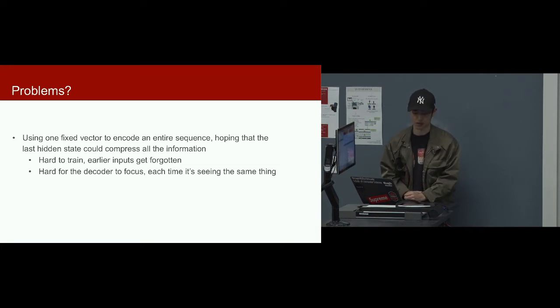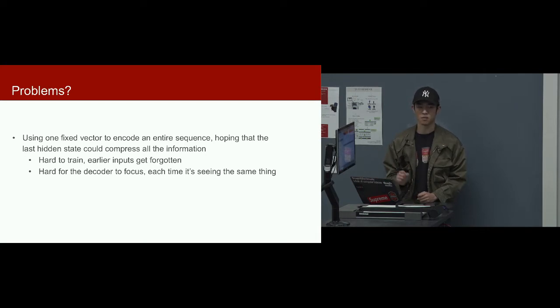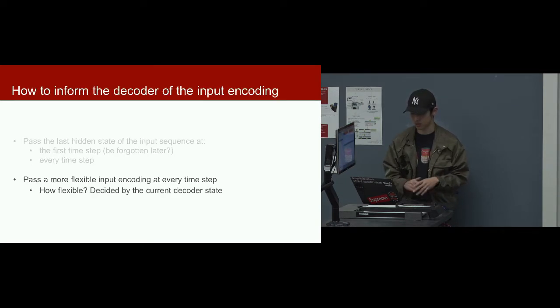Another thing is that by providing an identical input encoding at every time step, it's really hard for the decoder to focus, because at each time step the decoder wants to make a decision based on a different segment of the input. It could be a sequence, it could be an image, but now it's seeing the same thing at every time step. So it might be hard for the decoder to focus. Based on this intuition, we want to come up with some other new way to model these input encodings.